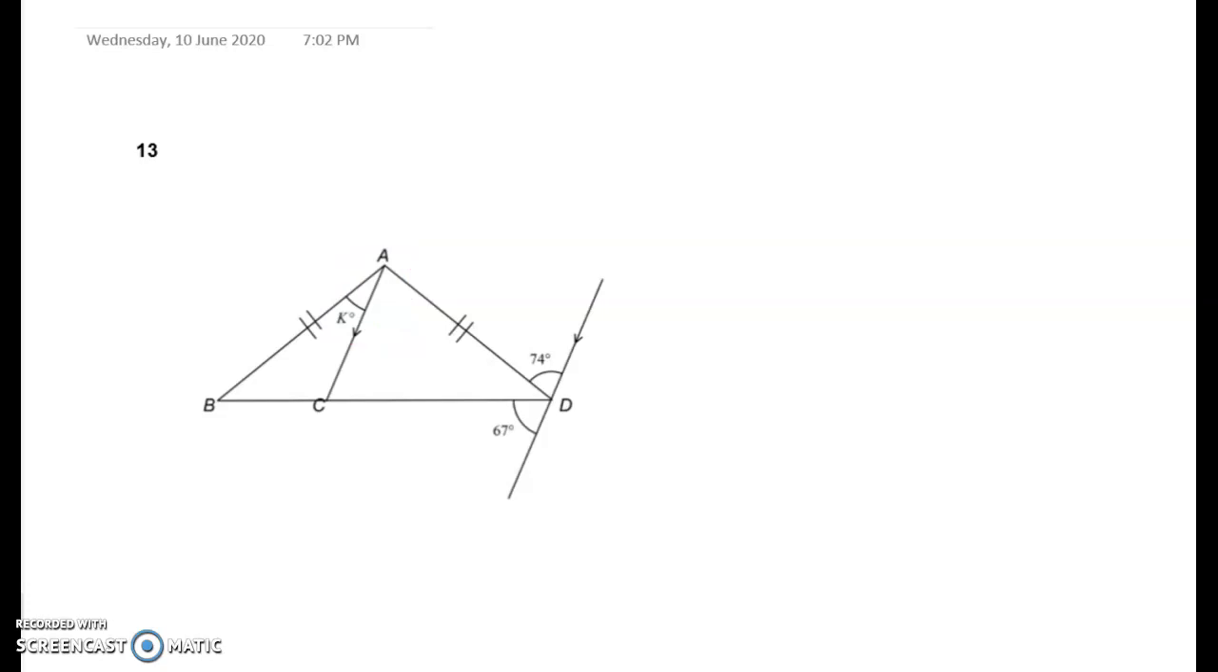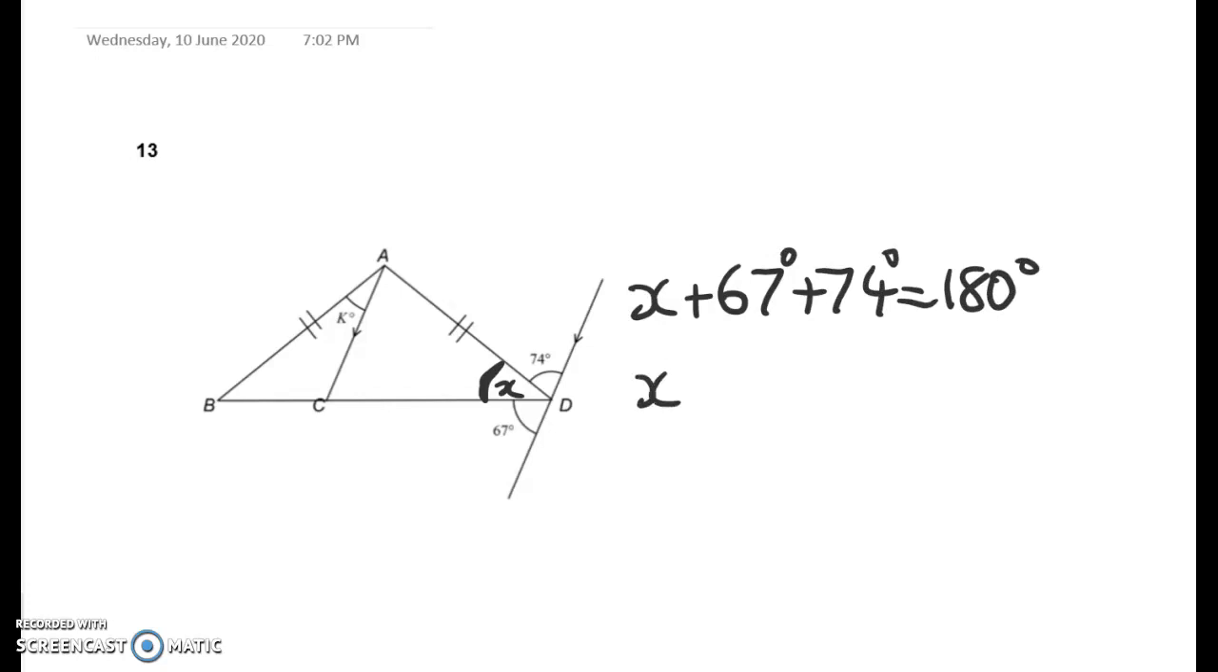So what's the only thing that we can see to do here so far? Well, we can do, I'm going to do this again a slow way. I'm looking here and I'm saying let's make that angle x. Now we know that angles on a line add to 180. So x plus 67 plus 74 must equal 180 degrees. So x plus 141 is 180. X is equal to 39 degrees.